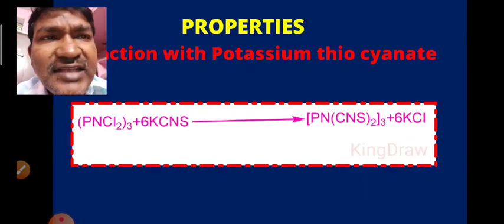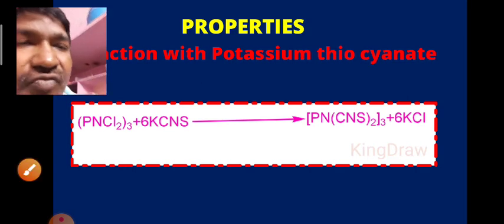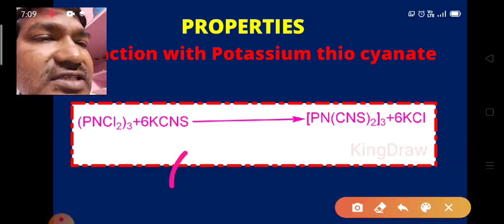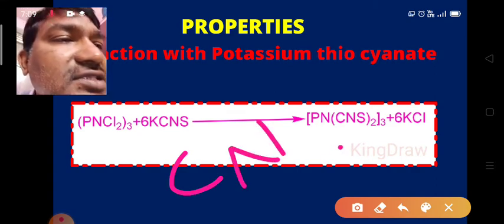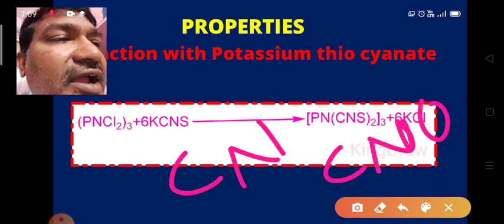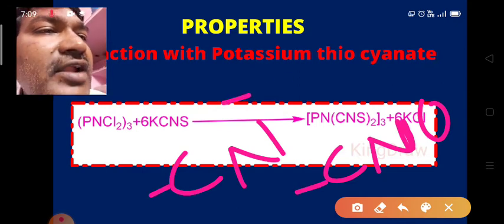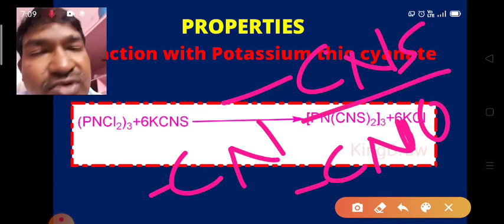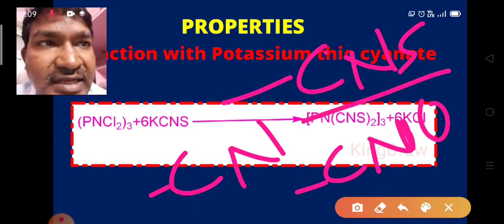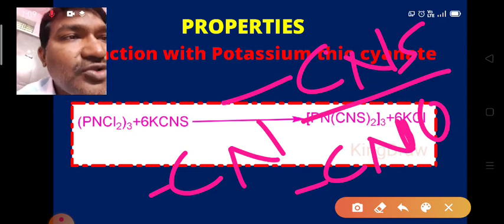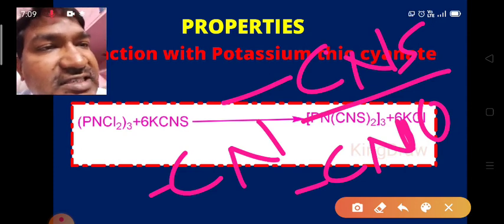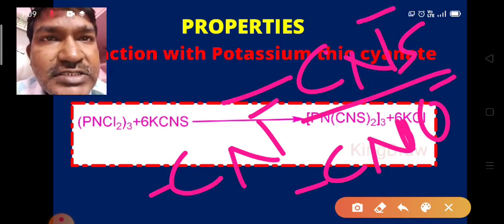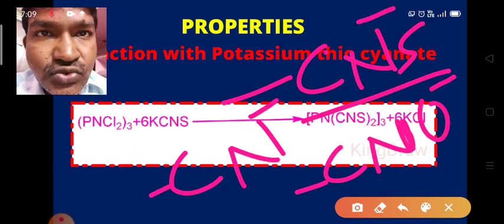Now, reaction with potassium thiocyanate. We know very well that CN minus is known as the cyanide ion, OCN is known as the cyanate ion, and sulfur is known as thio. So SCN is known as the thiocyanate, and we know very well that the cyanide ion, cyanate ion and thiocyanate ion are pseudo halides.